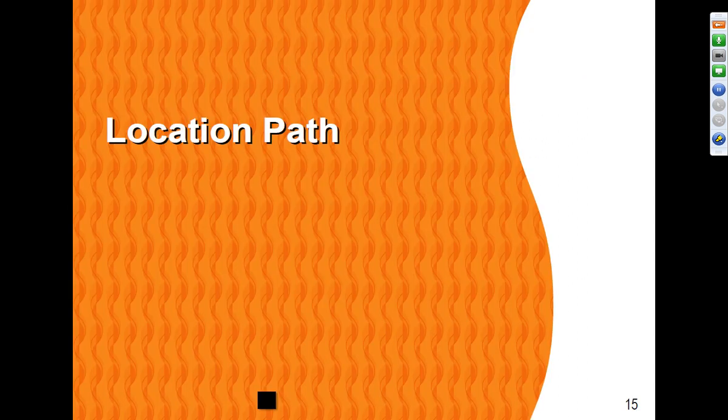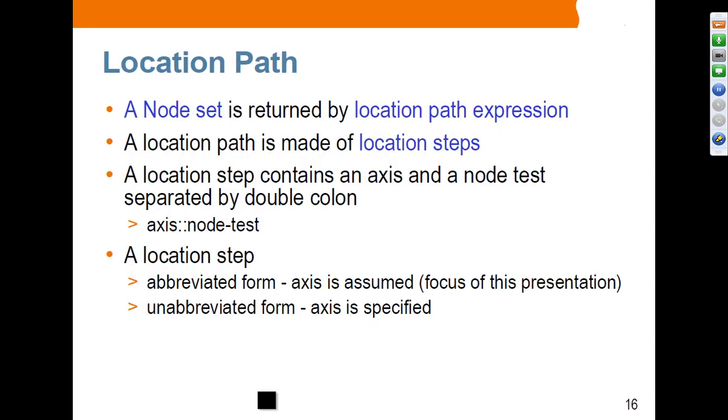Okay, so let's move on to the concept of location path. A node set is returned by a location path expression. So when we say XPath expression, we are typically talking about a location path expression. A location path is made of location steps. We are going to see an example of this in the following slide. A location step contains an axis and a node test separated by a double colon. It could have an axis and node test, but in general, the axis is omitted. So we're not going to actually deal with the axis at all.